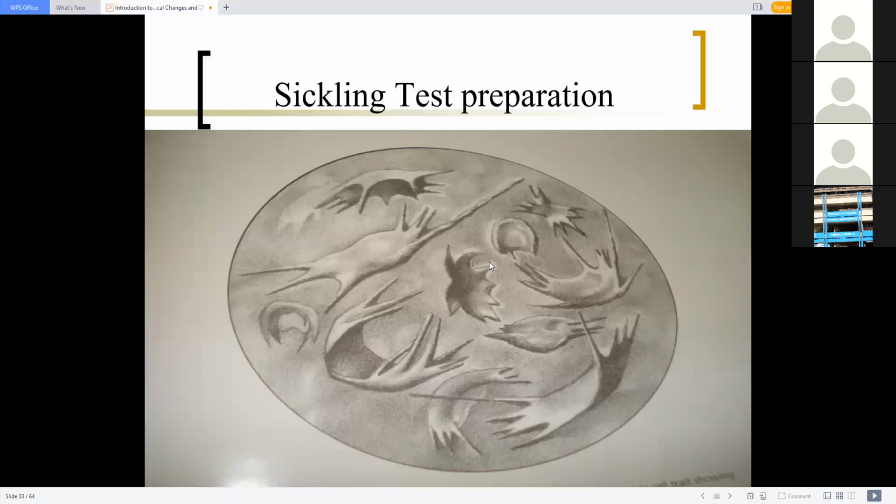I don't know whether they introduce this to you in physiology. So this is a sickling test preparation on a wet smear, and you look at it under a microscope and see how the red cell changes shapes when there is the sickled hemoglobin.